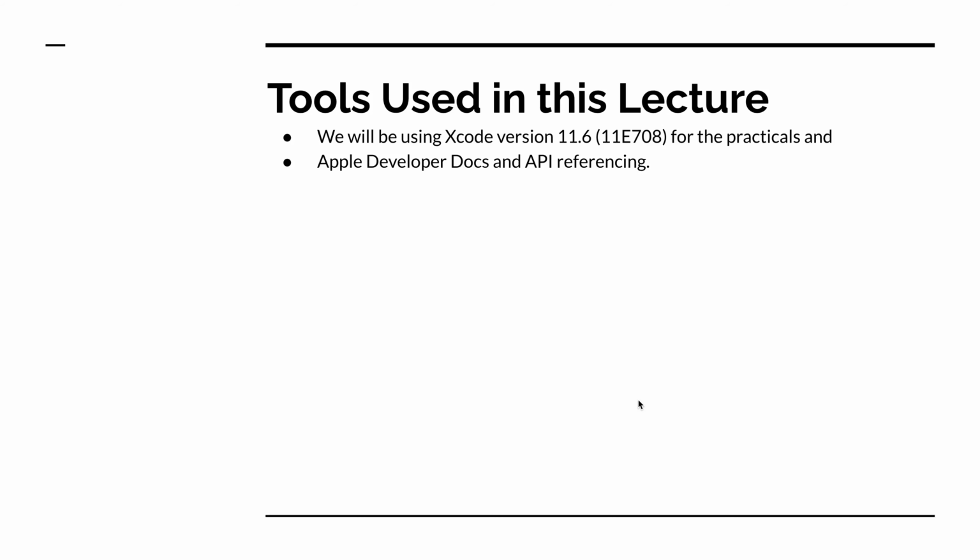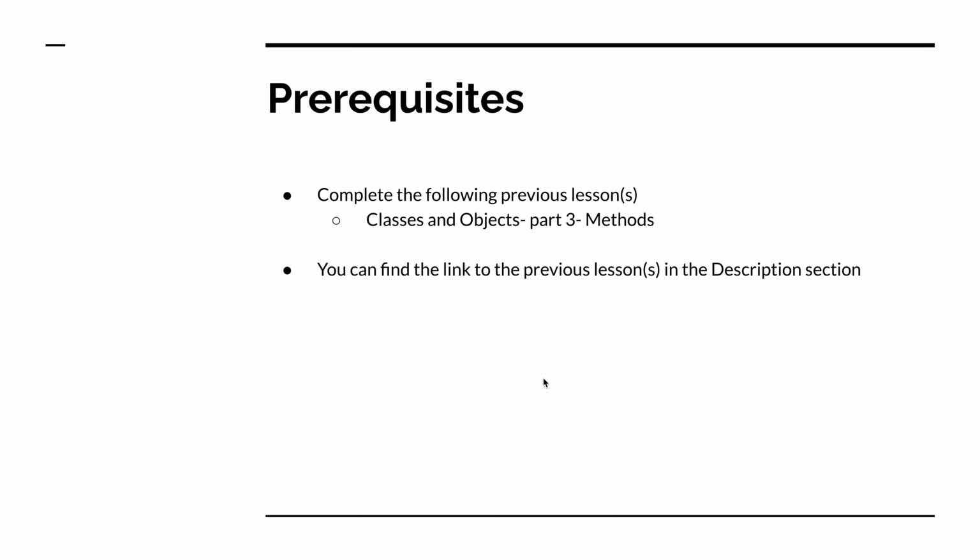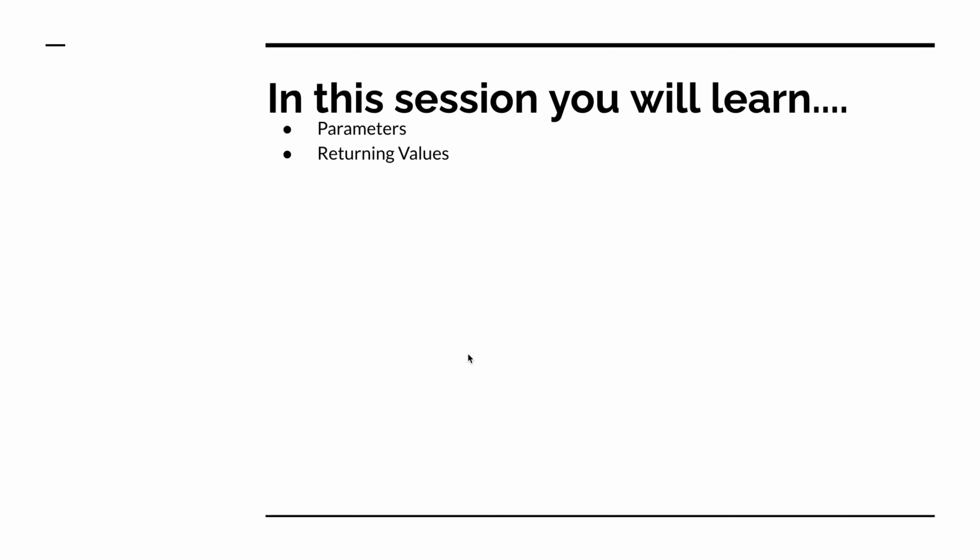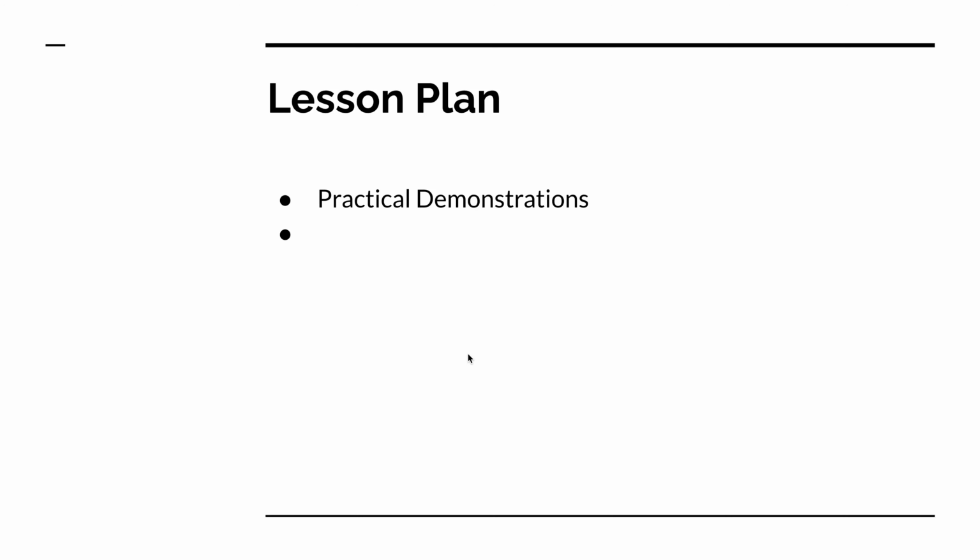We'll be using Xcode version 11.6 and Apple Developer Docs and API for referencing. You need to make sure you look at the previous lesson, which is classes and objects part 3, methods. You can find the link to the previous lesson in the description section. We'll be learning about parameters and returning values. As usual, we are going to do practical demonstrations.